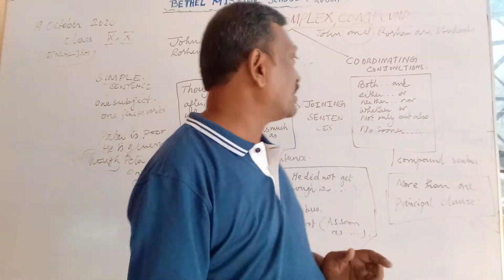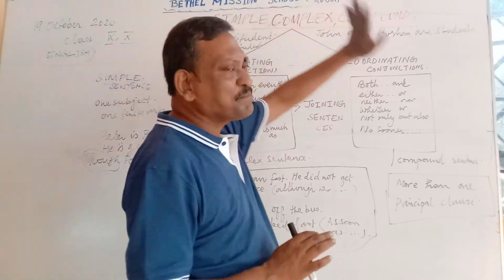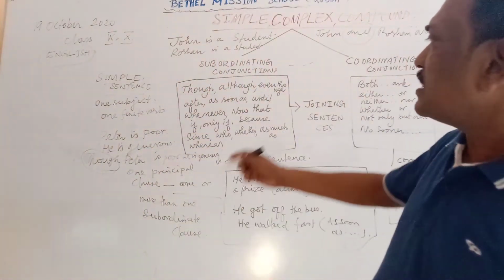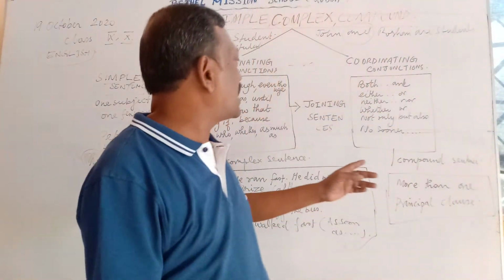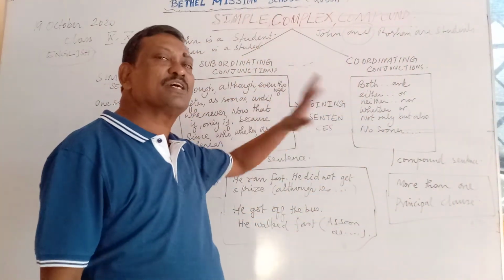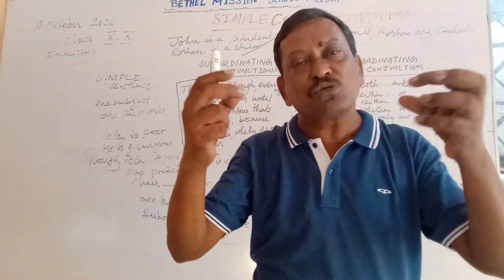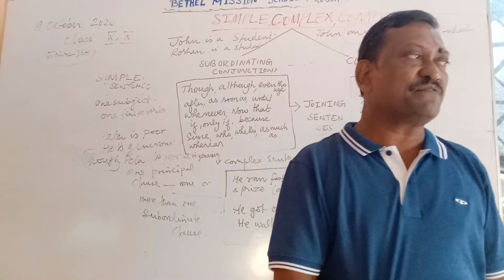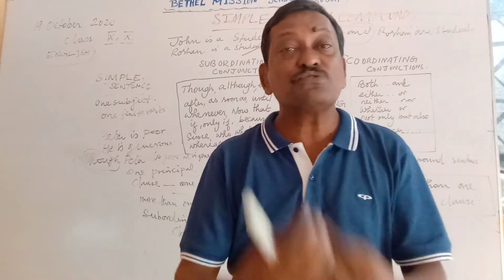Yes, we have made. So now the first thing is that, forget about simple, complex and compound. We'll come to that later. But before entering this topic, we must have a clear idea as to what a conjunction is. A conjunction is a joining word. That is the definition, the best definition that can be given. Conjunction is a joining word.